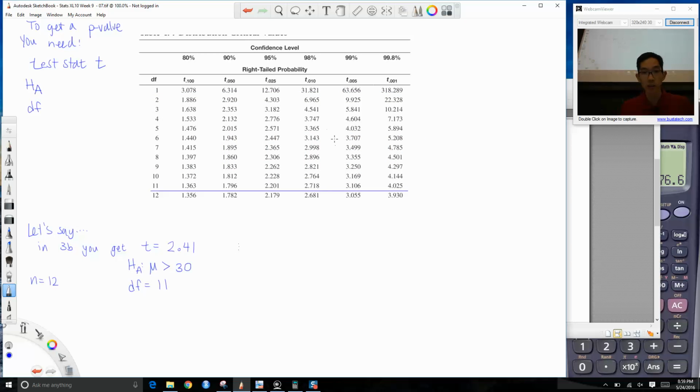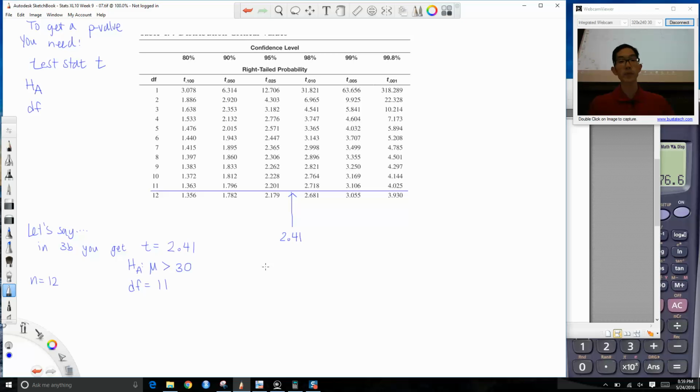Okay, so I've got 11 degrees of freedom, and these are the only numbers that matter here. What I'm going to do is look up and see where 2.41 fits. I'd say 2.41 is in between 2.201 and 2.718. Can you guys see that? Are you looking at your table? With 11 degrees of freedom, 2.4 is in between 2.2 and 2.7.